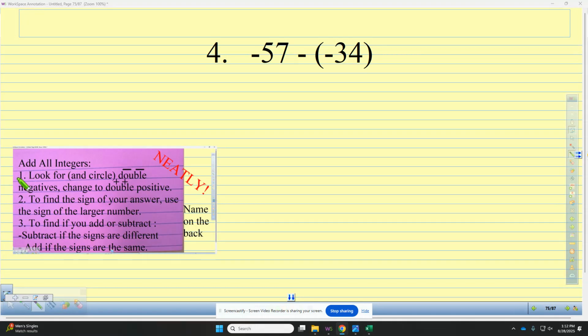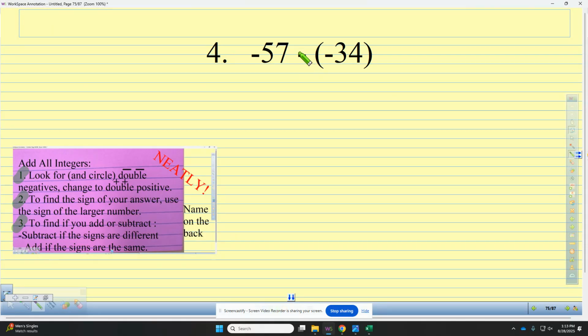The steps are, we look for a double negative. If we do see that, we change it to a double positive. Step 2, to find the sign of your answer, you use the sign of the larger number. Step 3, to find if you add or subtract, you're looking if the signs are different, you subtract, and if the signs are the same, you add.